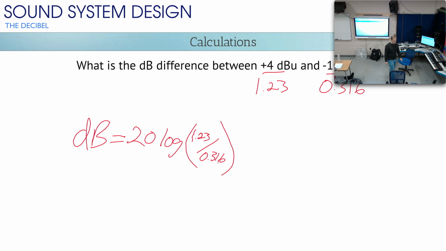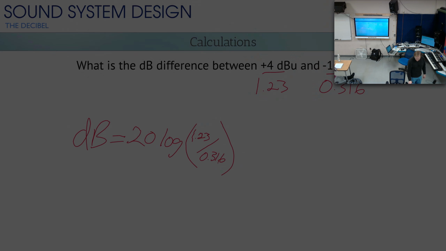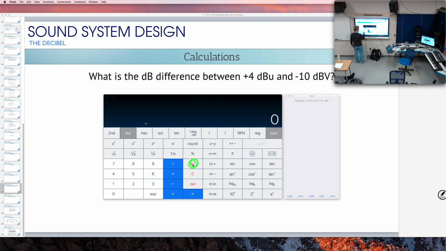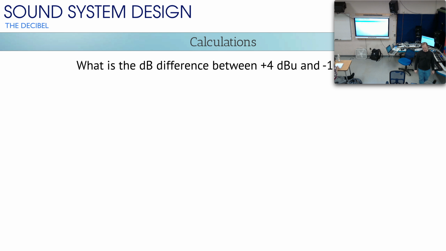Somebody want to do that? 11.8. That sounds about right. 1.23 divided by 0.316, log 10 times 20, 11.8. So what does this tell us? There's almost a 12 dB difference between professional and consumer. Consumer level equipment is 12 dB quieter than professional level equipment.